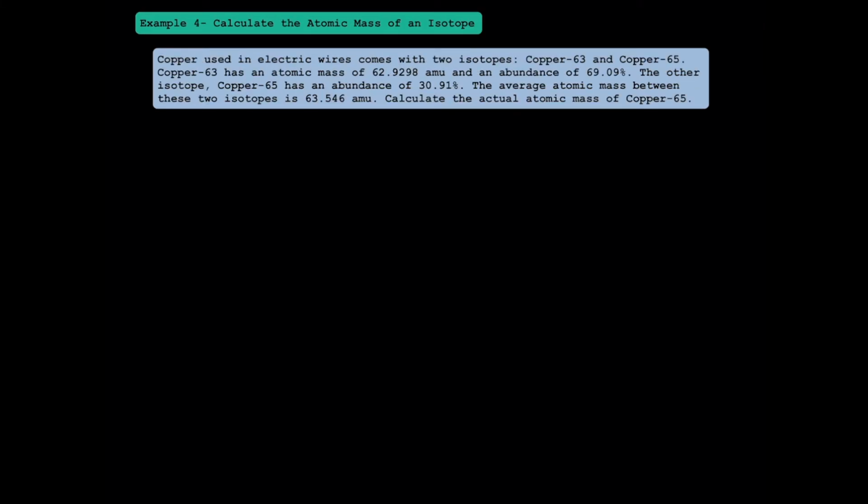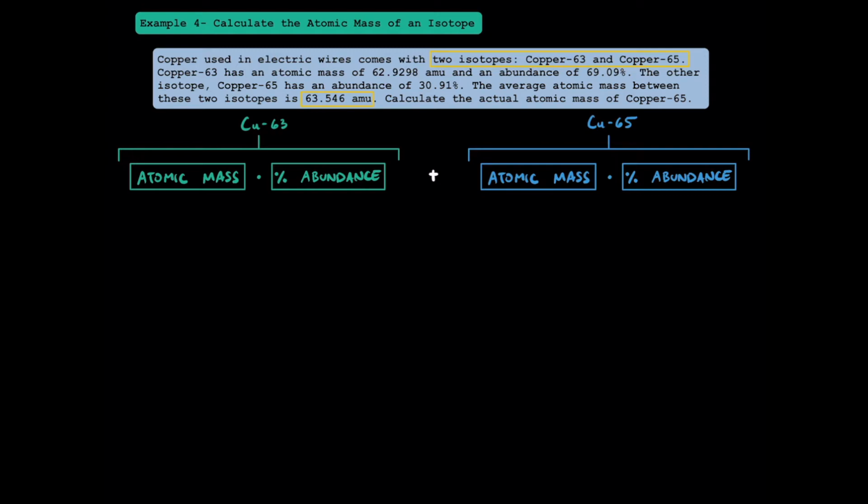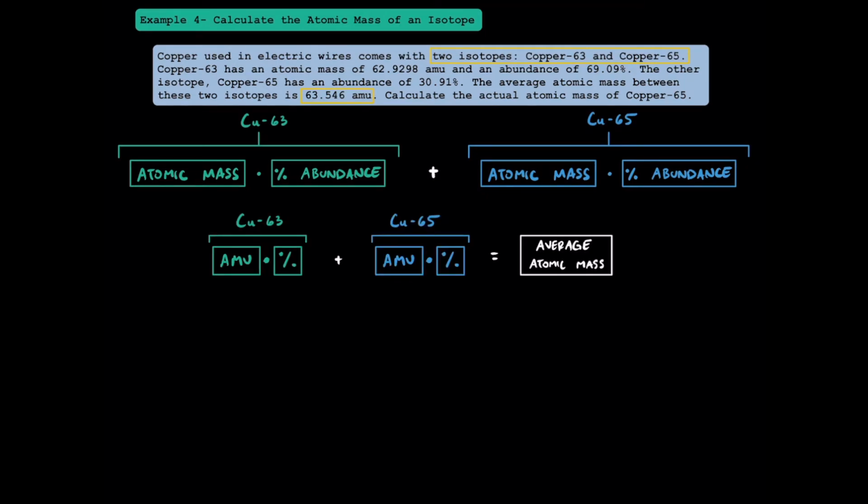In example 4, we're going to practice calculating the atomic mass of an isotope given the average atomic mass. It looks like we're dealing with 2 isotopes of copper, copper-63 and copper-65. While we know the atomic mass of copper-63, we don't know the atomic mass of copper-65. Since we have the average atomic mass of copper, we can actually work backwards to find out the atomic mass of copper-65. Just like in the last few examples, adding the atomic mass units of copper-63 and copper-65 will get us our average atomic mass of copper. Since we're not looking for the total, we can set up an equation to work backwards.